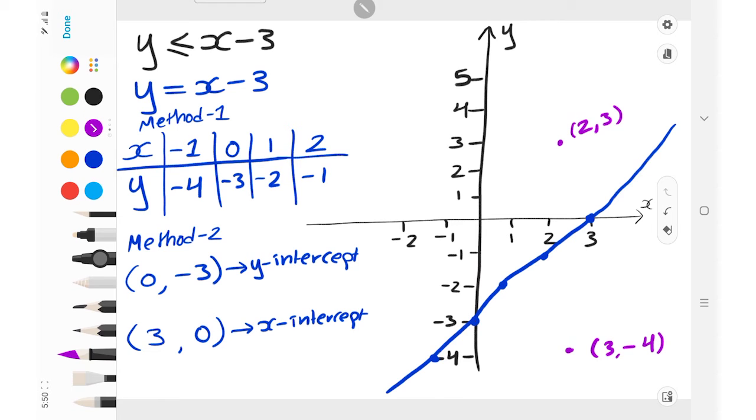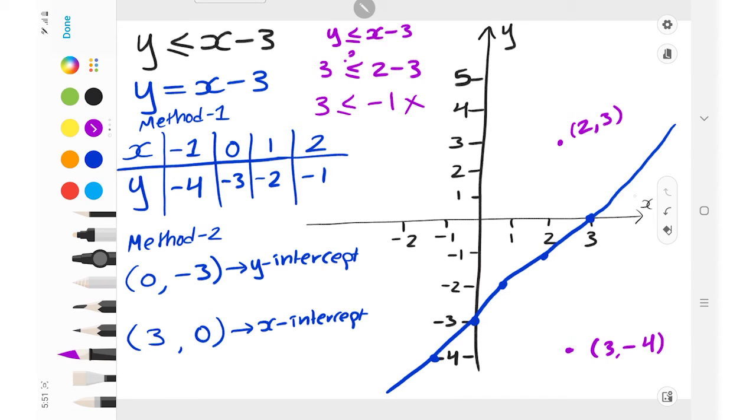I will plug these 2 points into my inequality to see which of them will satisfy it. So let's do the 2 and 3 first. So y is less than or equal to x minus 3. My y value is 3. So I ask myself, will 3 be less than or equal to 2 minus 3? 2 minus 3 is -1, and 3. This is wrong. -1 is not greater than 3.